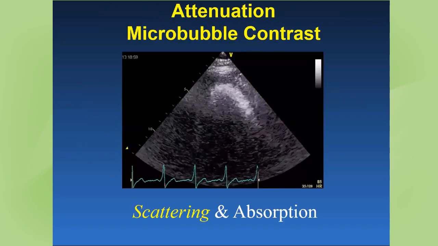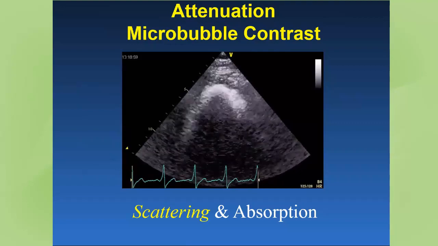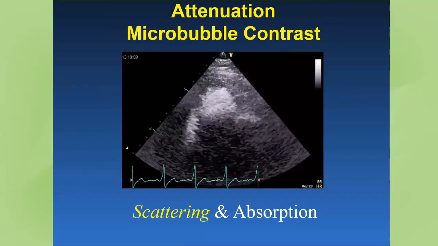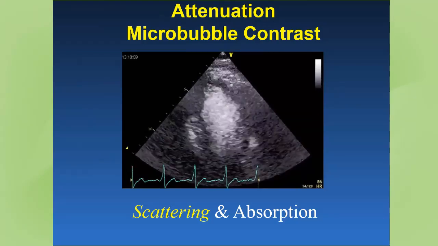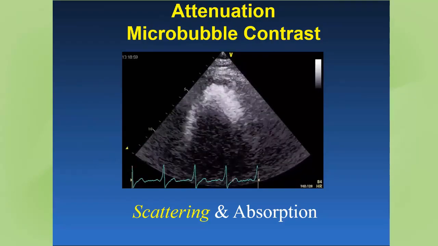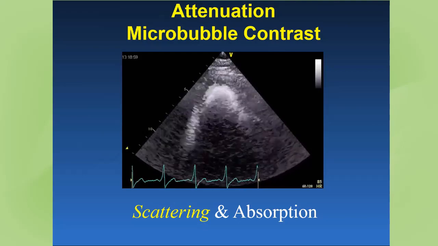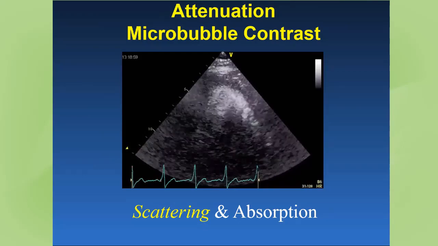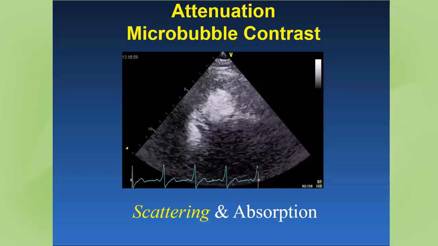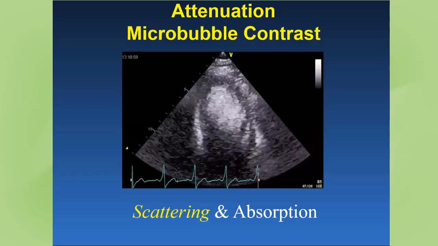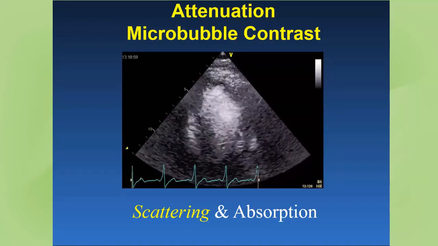Here's another artifact that we see with microbubble contrast. If we give the contrast too fast and we get a high density of contrast, we see this attenuation behind it. And this attenuation occurs from two sources. One is scattering from the dense microbubbles, and one is absorption from the microbubbles.